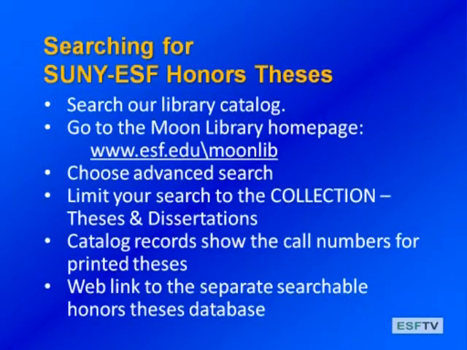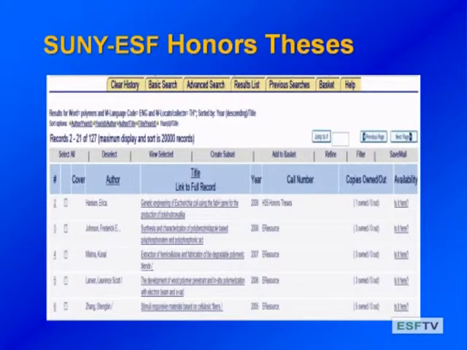So you could go to the Moon Library catalog. Again, looking for books and more, you would go to the advanced search. You would choose thesis and dissertations again. But this time, when you're looking at the results, you would look for the ones that say honors thesis, and that very first one says honors thesis. So you would go to the shelf and you could just use that call number to find that item.